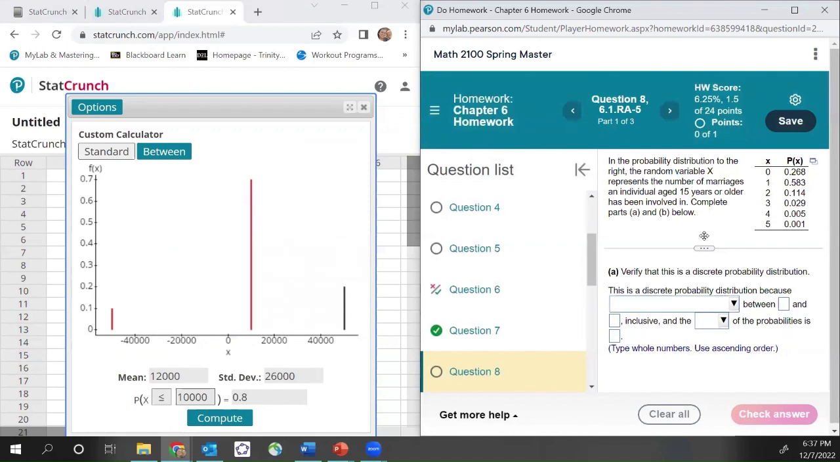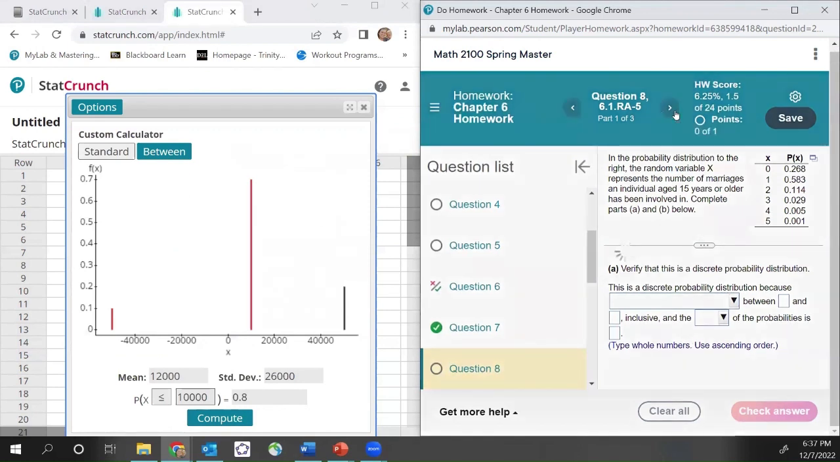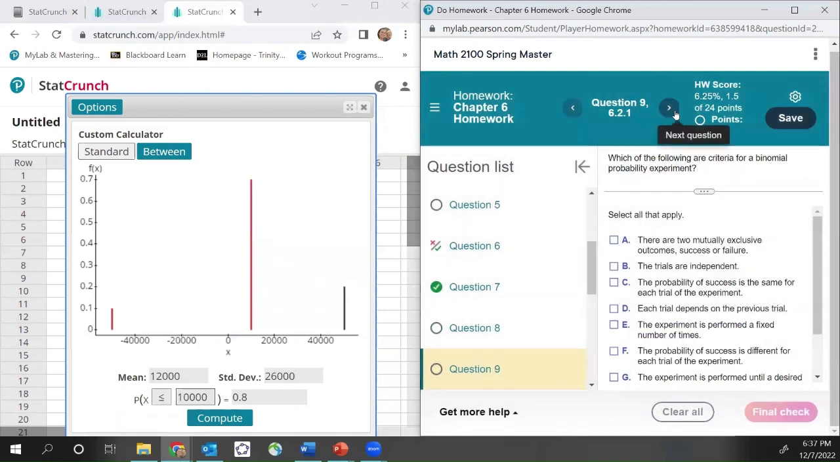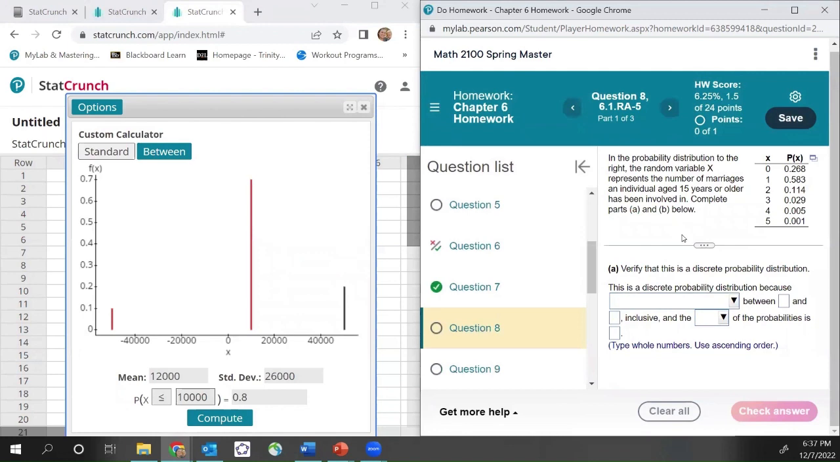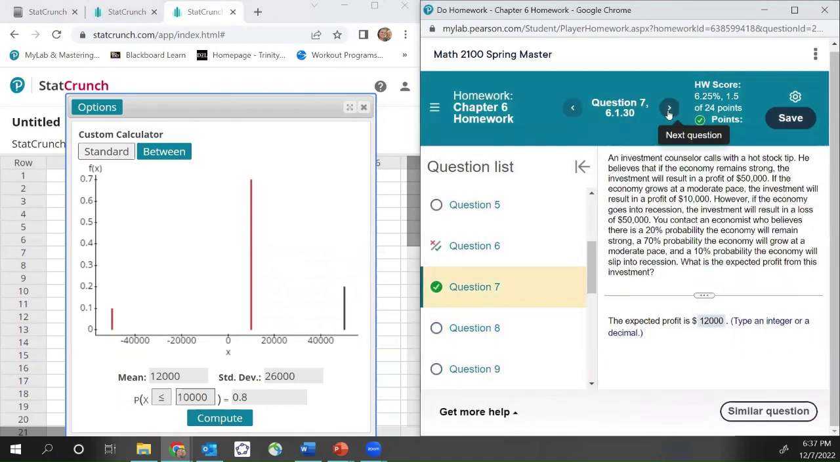All right. So another one, verify, and then calculate. And then that goes into the next section. So yeah, hopefully that helps a little bit with the homework questions. Pretty straightforward as far as you can use StatCrunch here. That is the end of section 6.1, and I will see you in section 6.2.